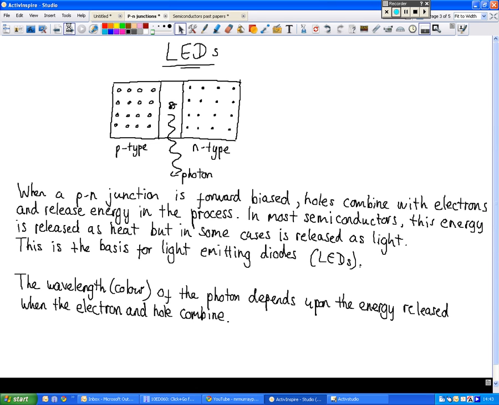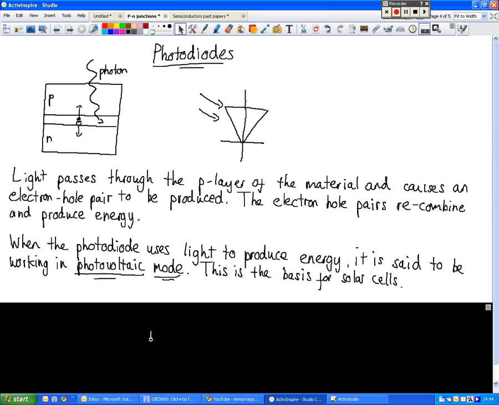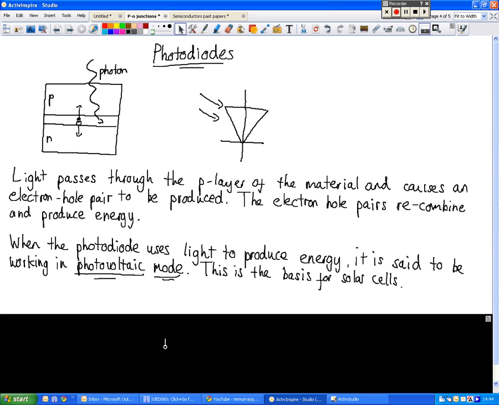So that's LEDs. The other application of p-n junctions is really photodiodes, and photodiodes can work in two different ways. The first of those ways is the basis behind solar cells. What happens is a photon will be shone onto the depletion layer, so it's really the opposite of the LED. Instead of giving off light, it's taking in light. And just as an electron hole pair will produce a photon, a photon can produce an electron hole pair.